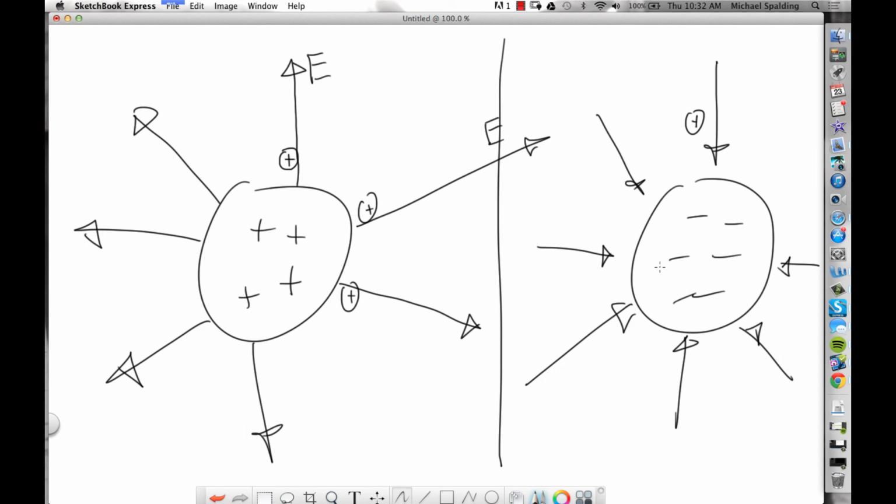Which way do little positives want to move? I'm basically saying the same thing a different way now. Which way do little positive guys want to move? With the field. Which way do little negatives want to move? Against the field. Very important. Little positives go with the field, because that's how we define the field. And then little negatives go opposite the field.